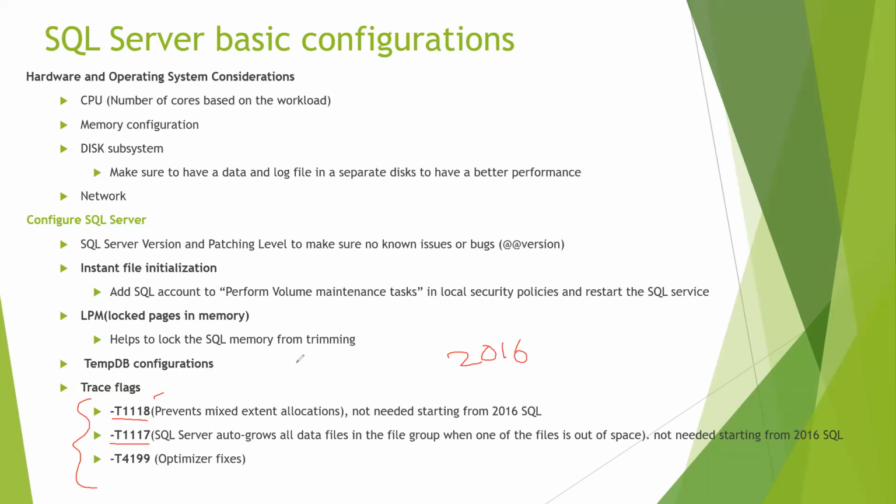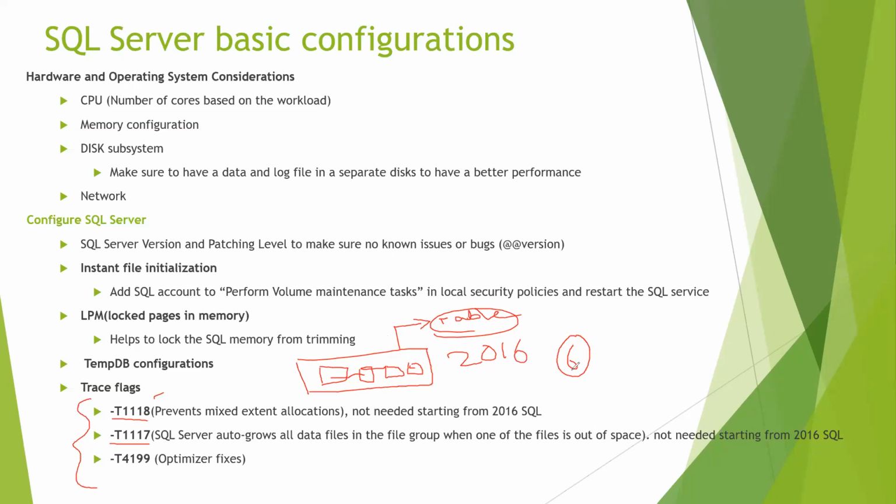A uniform extent is a complete extent allocated for a specific table, so that all 8 pages will be used for this particular table. What if it is a small table which fits within a single page or 2 pages? Let's say I have allocated this complete extent to this table, and I have used only 2 pages in this extent. The remaining 6 pages will be wasted, right?